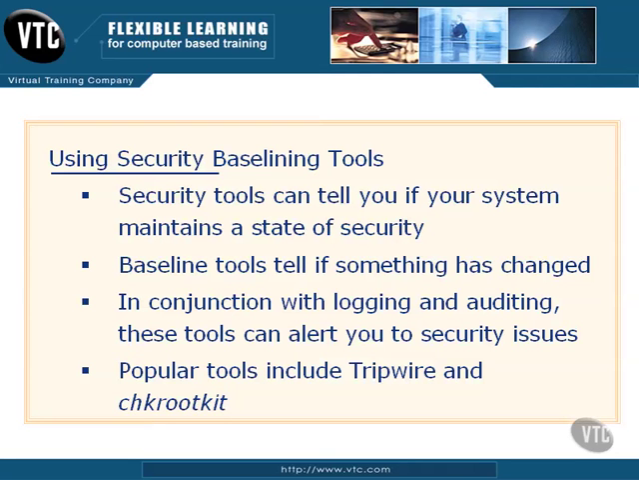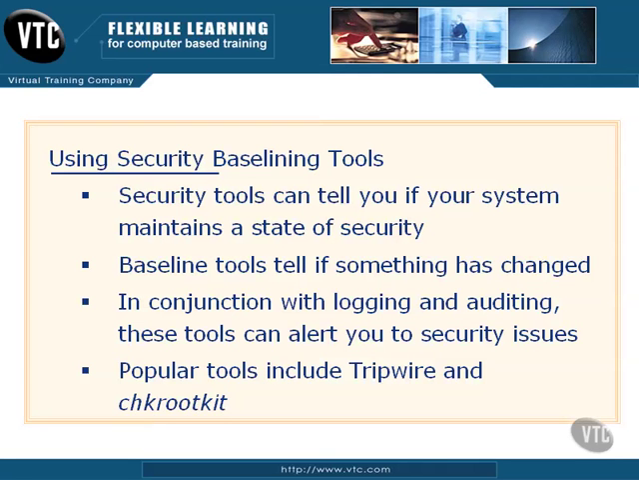Now in conjunction with logging and auditing, these tools can alert you to security issues that are going on in the system. An audit log may tell you that something has happened. Looking at the logs may tell you that something has happened, and Tripwire and CheckRootKit, two of the tools we'll talk about, could help you find things wrong with the system as well.